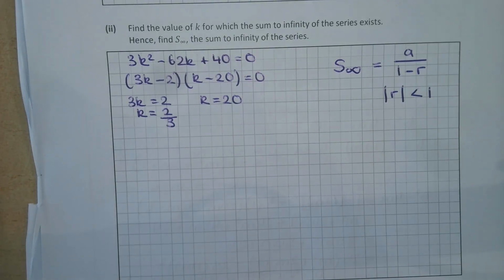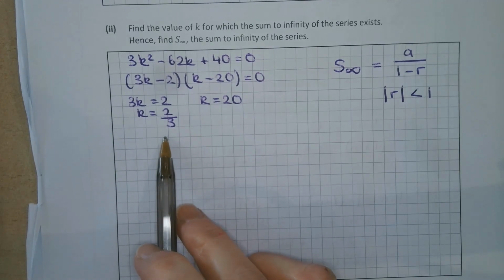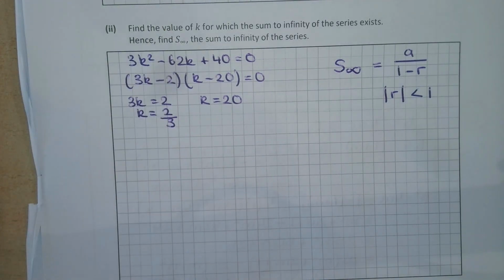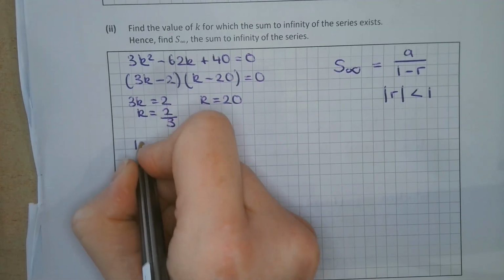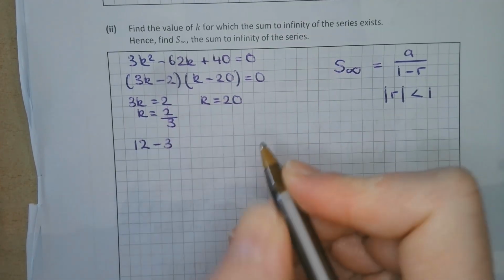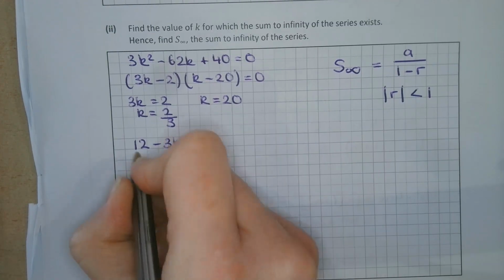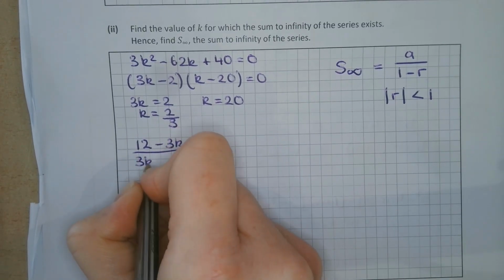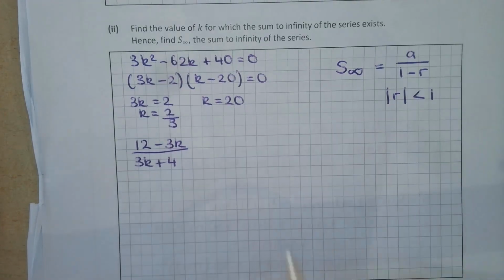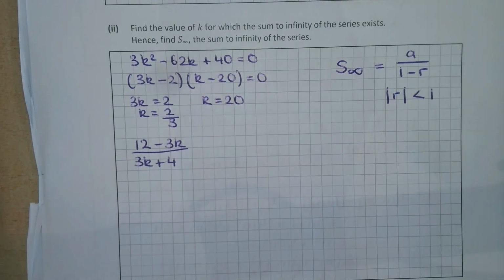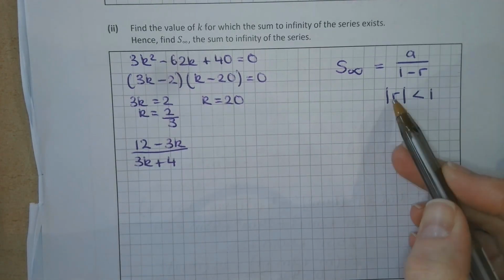So we're looking for r to be negative basically here. So when I fill in my k value, I can use one of the fractions that I had previously in the top question. So for example, (12 minus 3k) over (3k plus 4). And if I fill in both my values of k, I'm looking for a situation where I get this less than 1.